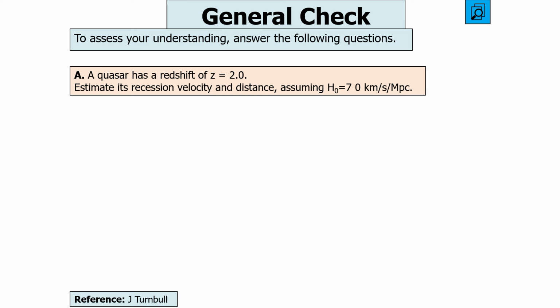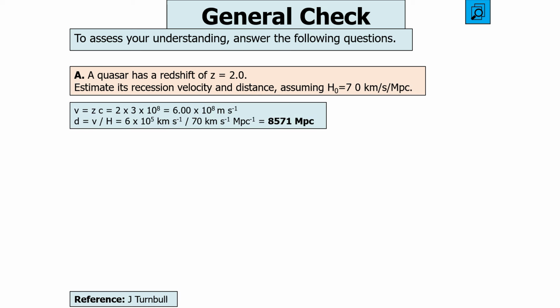A quasar has a redshift of 2. Estimate the recession velocity and distance, assuming H0, Hubble's constant, is 70 km per second per megaparsec. We know v = zc, so we can say 2 times 3 times 10^8, which is 6 times 10^8 meters per second. That's 6 times 10^5 kilometers per second. We divide that by the Hubble constant, and we get 8,571 megaparsecs.